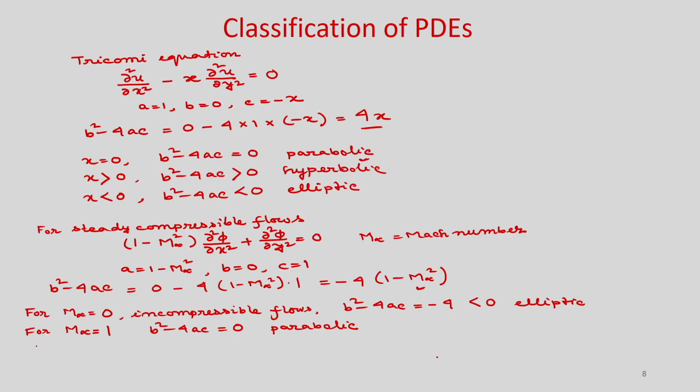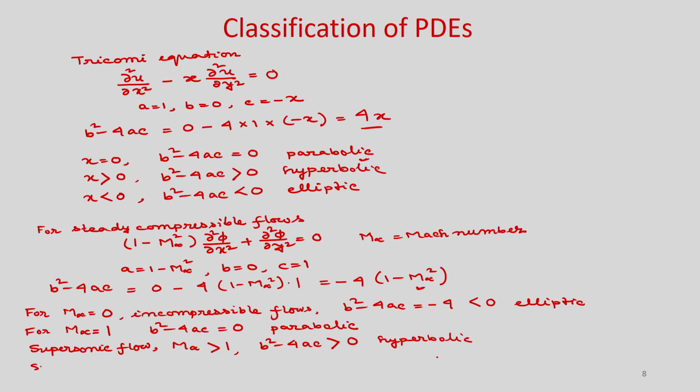Okay, so let us consider two different kinds of flow. One is subsonic flow and the other is supersonic flow. So if we consider supersonic flow, then M∞ will be greater than 1. Okay. So if M∞ greater than 1, so you can see it will be negative and this negative will be positive. So b² minus 4ac will be positive and it will be greater than 0. Okay. So if it is greater than 0, then obviously it is hyperbolic in nature. So it is hyperbolic.